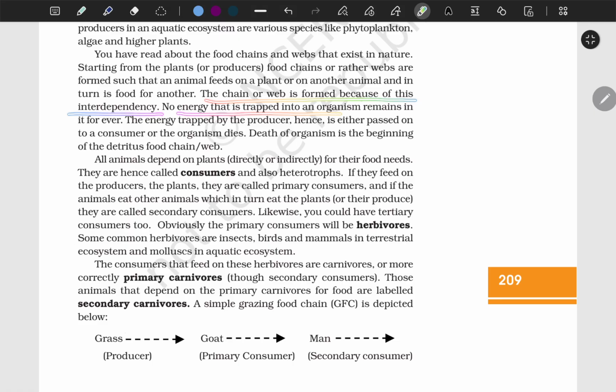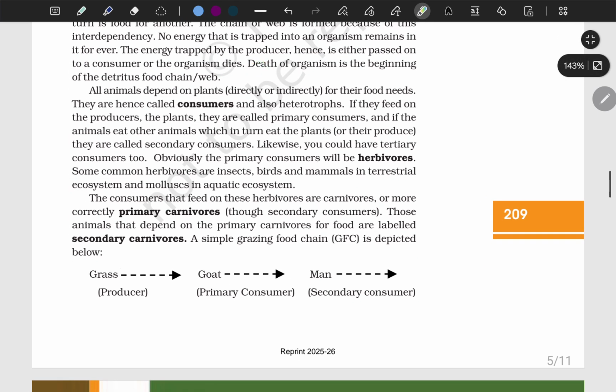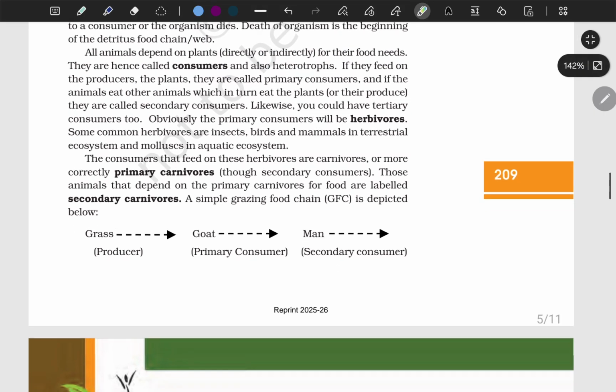No energy that is trapped into an organism remains in it forever. The energy trapped by the producers is hence either passed on to the consumer or the organism dies. Death of an organism is the beginning of the detritus food chain or web. All organisms depend on plants directly or indirectly for their food needs. They are hence called consumers and also heterotrophs.